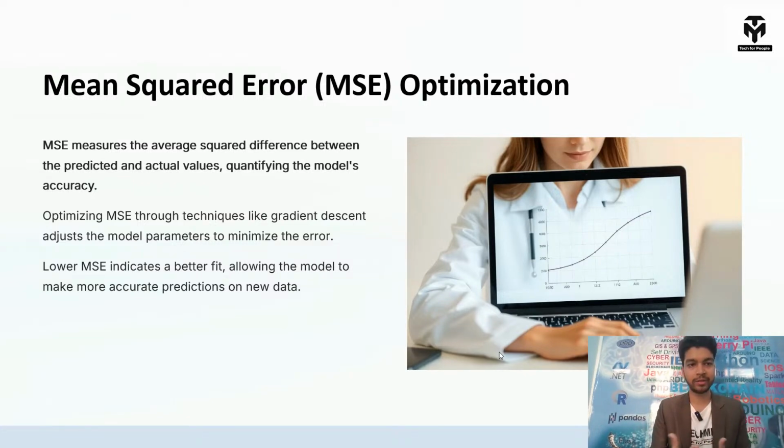So this is what I was explaining about mean squared error optimization. Simple as that. So what is mean squared error? It measures the average squared difference between the predicted and the actual value. When you train a model on a given data set, it will draw a best fit line. The best fit line will make sure that it passes through all the given data points, so that when a new data point is given, it should be able to make predictions out of it.